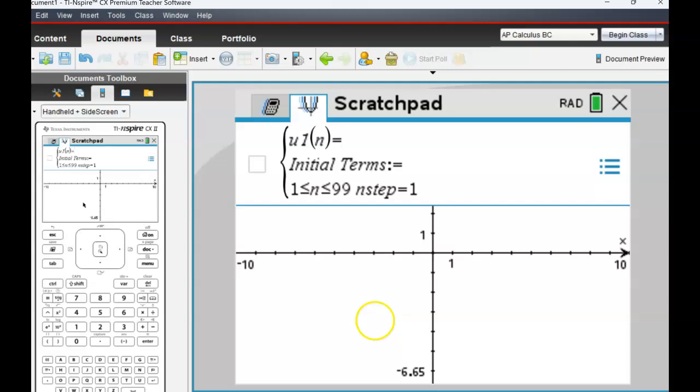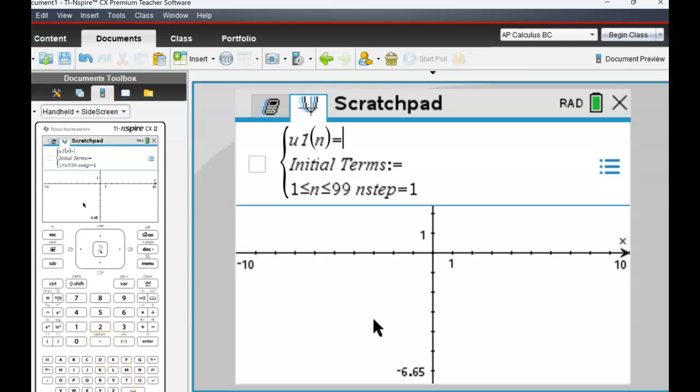So instead of x, what variable are we going to use? N. It's u of n. It's using a u instead of an a. Why does the calculator? Because it's Texas Instruments. It's what they came up with. We pronounce our A's like U.